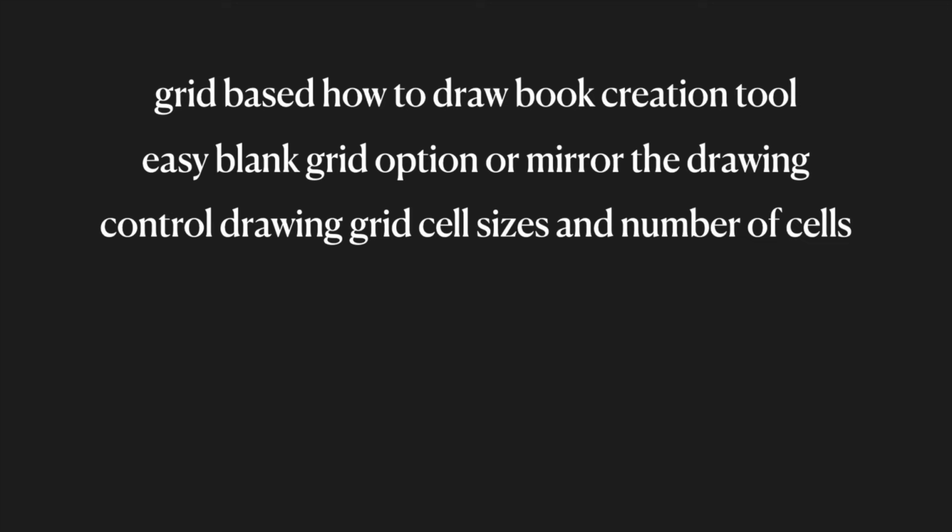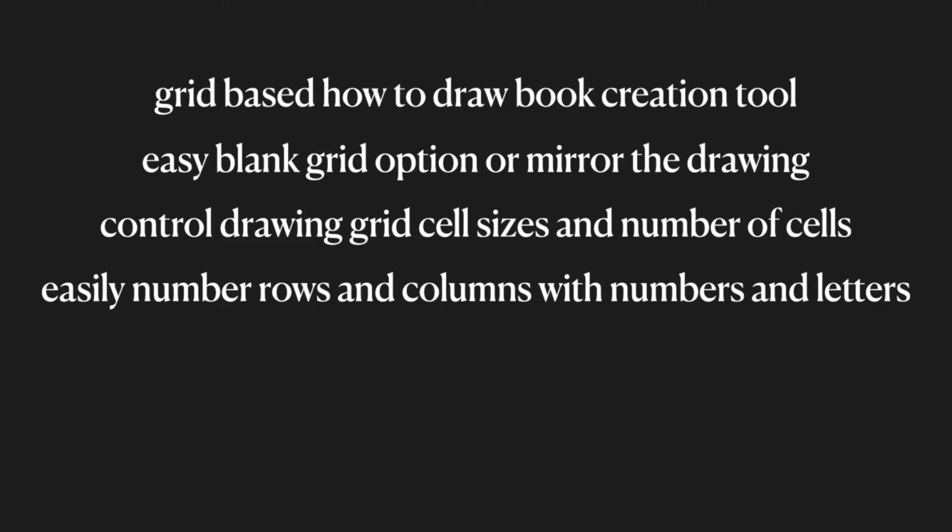Something else you get in this software is the ability to control the drawing grid cell sizes, the numbers of the cells, things like the thickness of the lines and the colors of the lines in the grid. You also have the ability to number the rows and columns with numbers and letters. Again, that was something that I did in my book, if you have watched that video where I showed you step by step me creating that complete book, and I did include the numbers and letters on the grids.